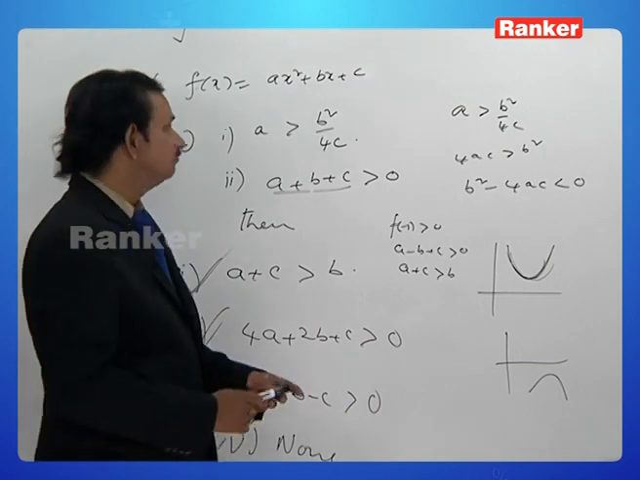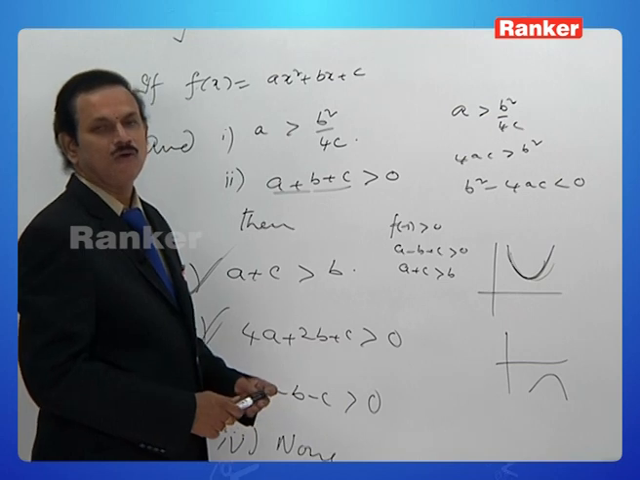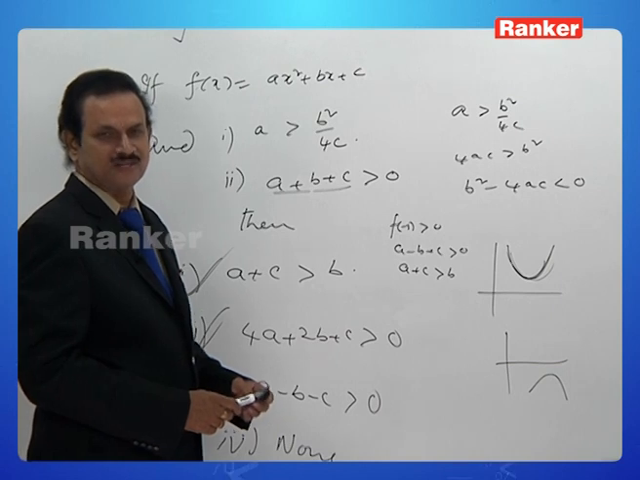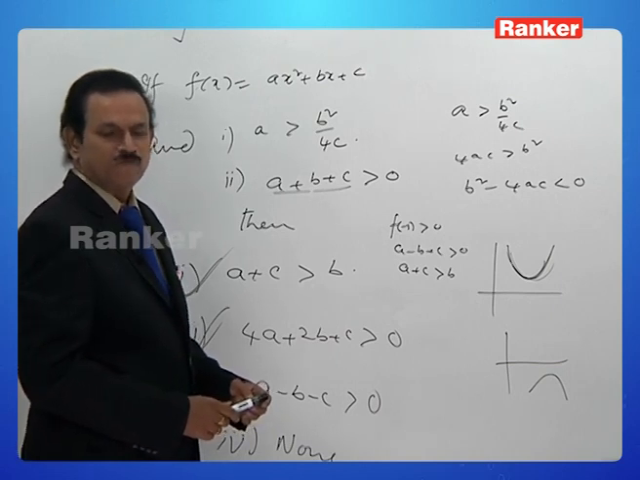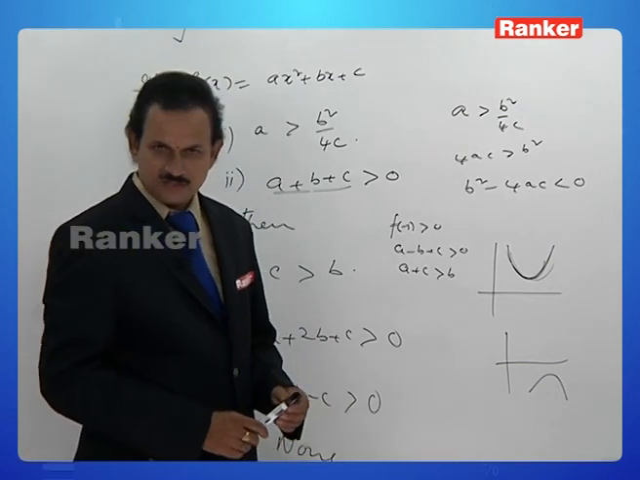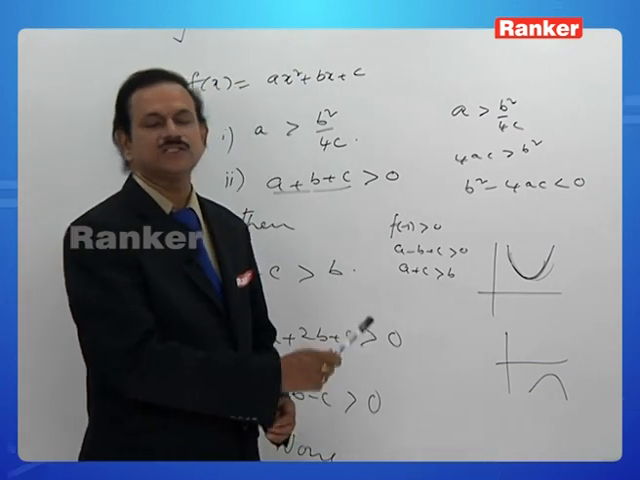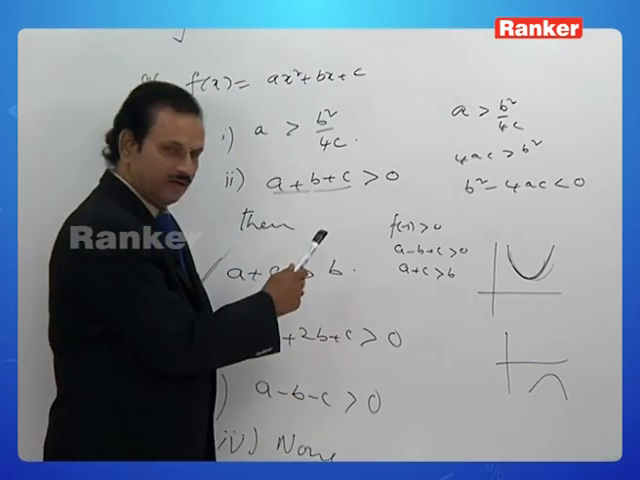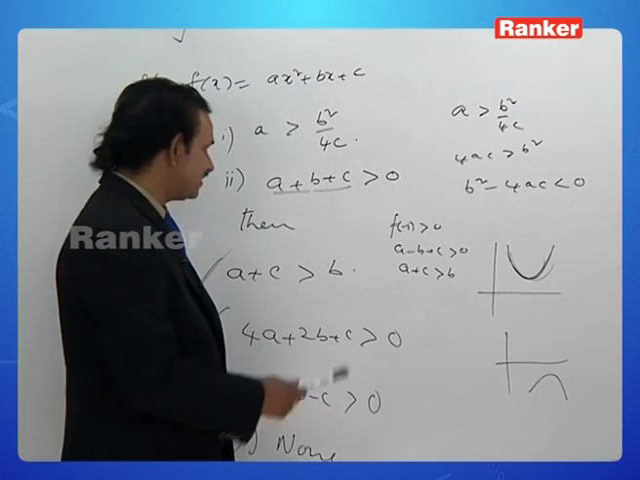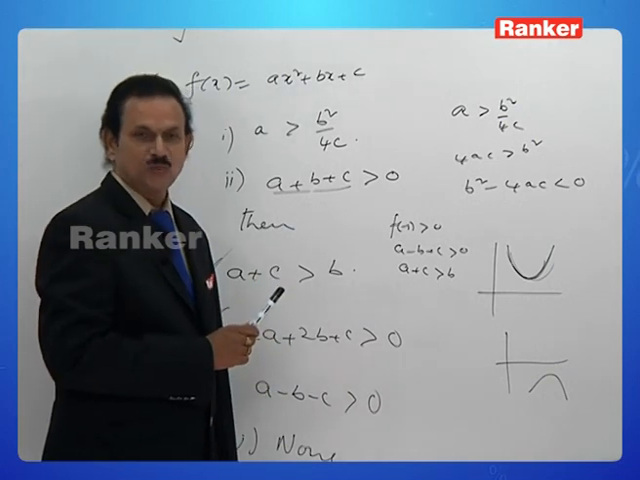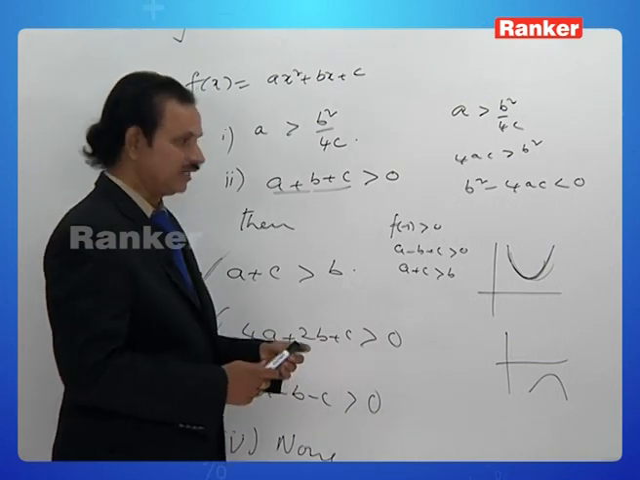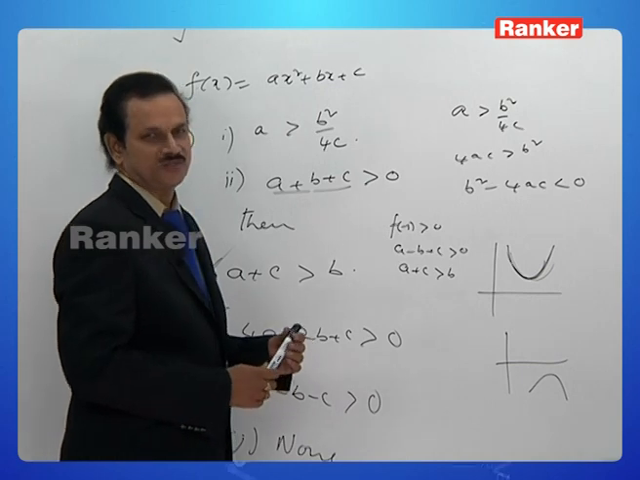That is, when b square minus 4ac is less than 0, that is when the quadratic equation ax square plus bx plus c is equal to 0 does not possess real roots. The only thing that you can say is that expression is either always positive or always negative. It is always positive when a is greater than 0. It is always negative when a is less than 0. Yes, this is the way in which we understand the nature of f of x, that is ax square plus bx plus c, related to the roots of the equation.